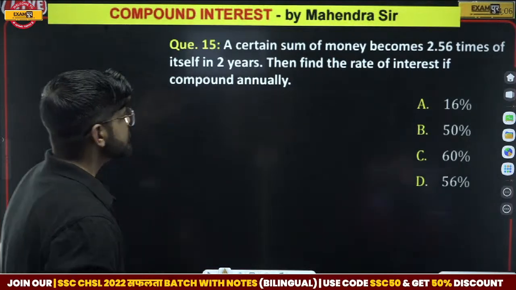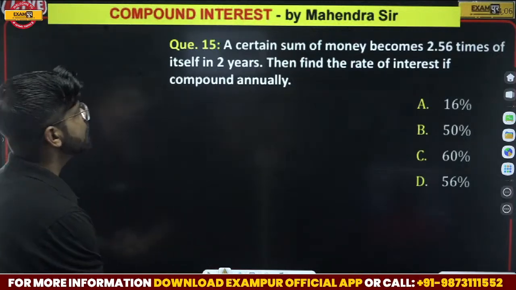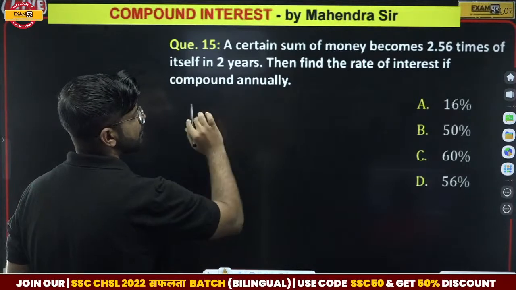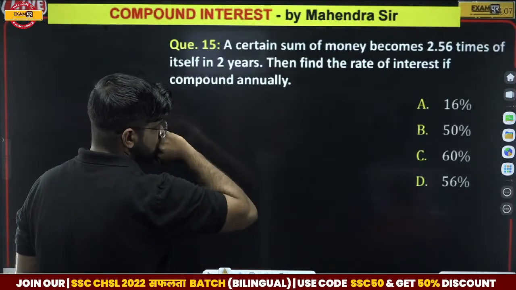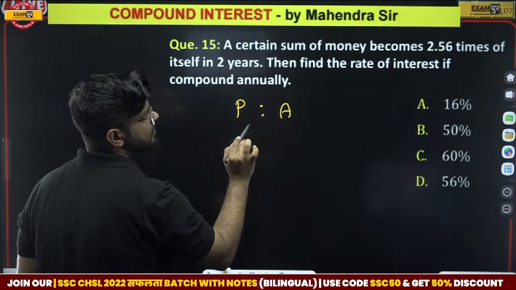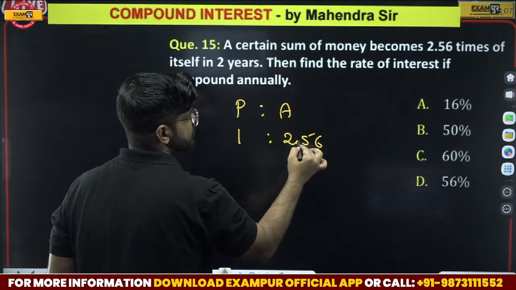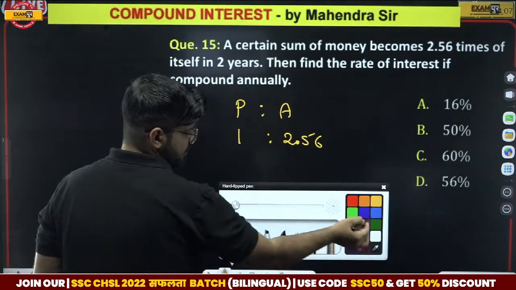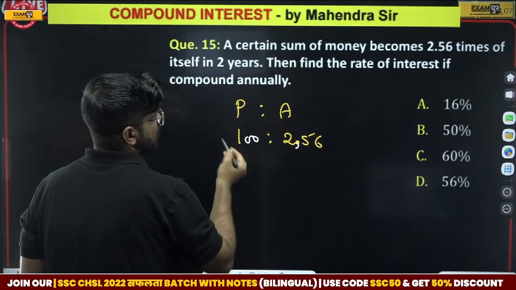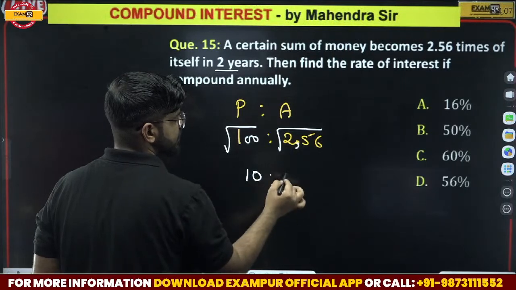A certain sum of money becomes 2.56 times of itself in 2 years. Find the rate of interest if compounded annually. That means this is P and this is A, and this is becoming 2.56 times. Now you know that if we remove the point, we will get 2 zeros here. Now for 2 years, I have to do square root of both sides. This will become 10 and this will become 16.